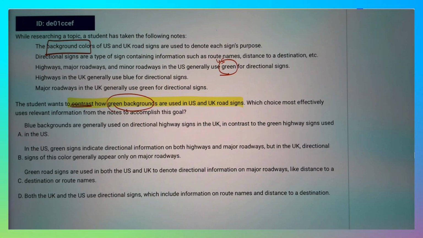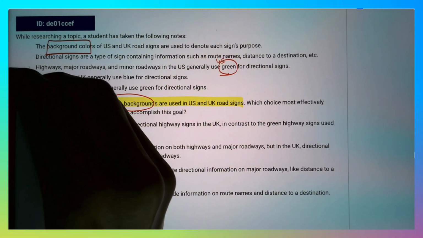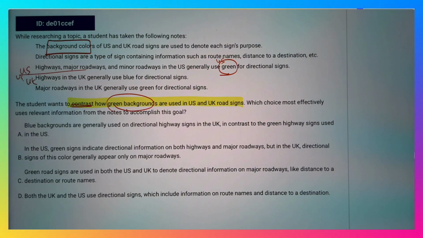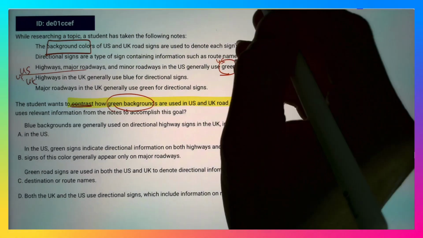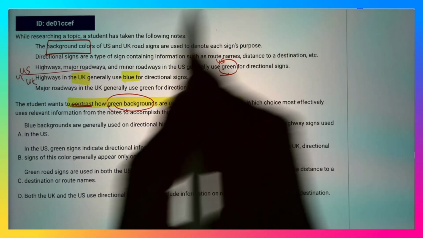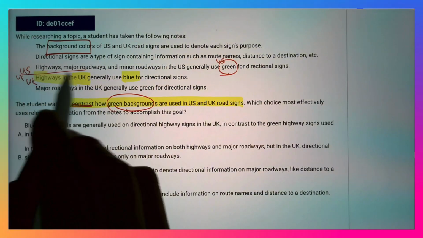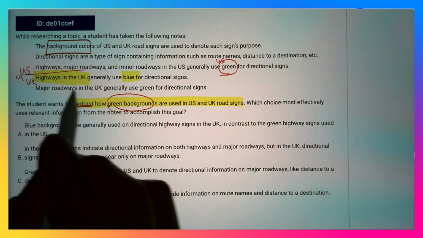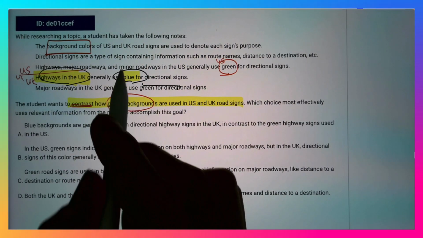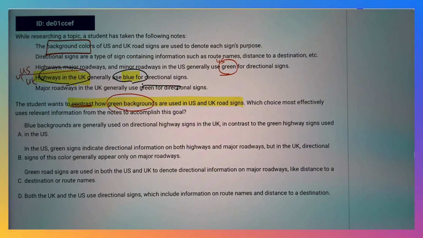Highways in the UK, okay, so this is US versus UK. Highways in the UK generally use blue for directional signs, and major roadways in the UK use green for directional signs. So what's very important here is that the UK has blue. The highway in the UK has blue directional signs. It's going to be very important because that's what contrasts with the green here.